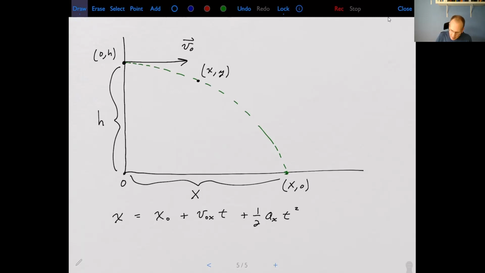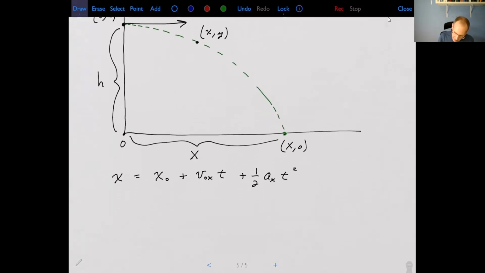So we can simplify this because we know that this projectile is starting at an initial position in the X direction of 0. We know the initial velocity in the X direction. It's all in the X, so I'm just going to call this V naught. The entire velocity is in the X direction, times T. And because there's no air resistance, there are no forces acting on the particle in the X direction, so the acceleration in the X direction is 0. So this simplifies to X is equal to V naught T.